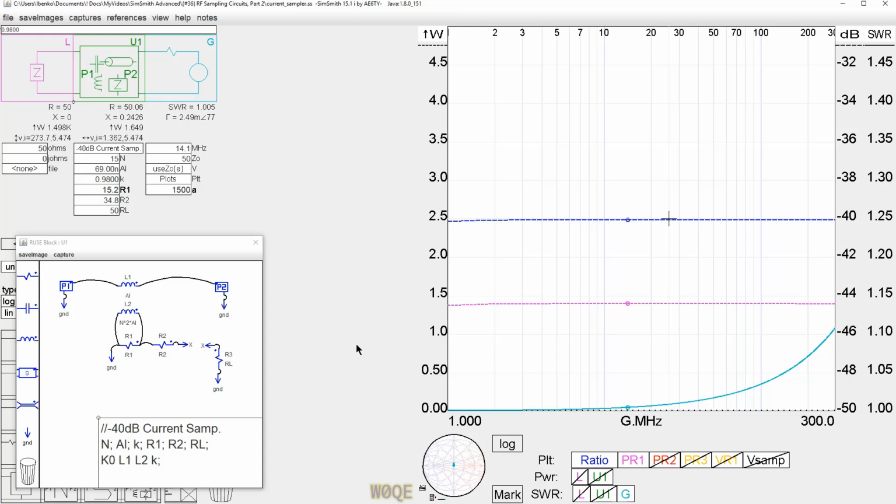So now let's look at what the real circuit looks like. Anytime you build a circuit at RF, it's never as simple as this. There clearly is a capacitance between this winding and this winding. And let's see what the effect of that would be.